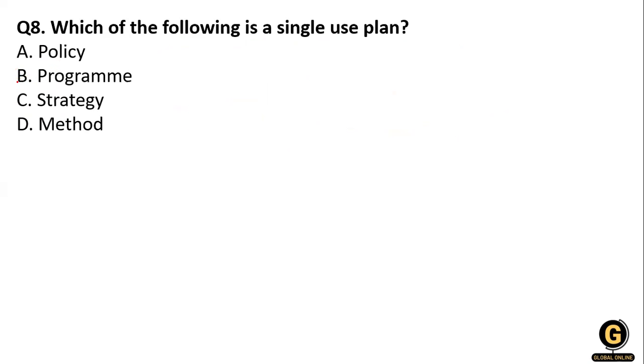Next question: which of the following is a single use plan? Policy, program, strategy, or method? So what is a single use plan? Is policy a single use plan? No, because it is used by two parties: one makes a policy and the other utilizes it. The program and the strategy also have the same thing.